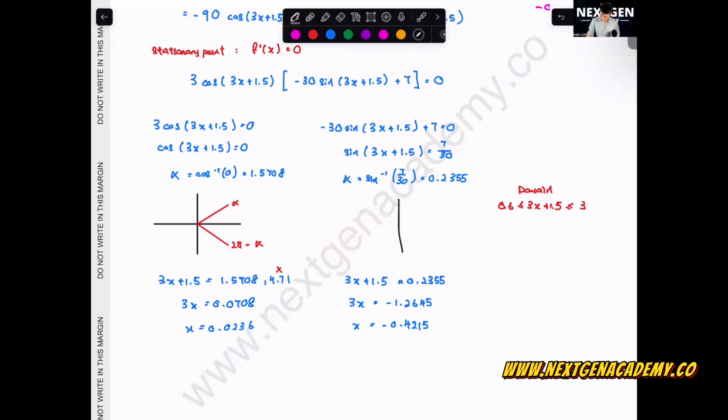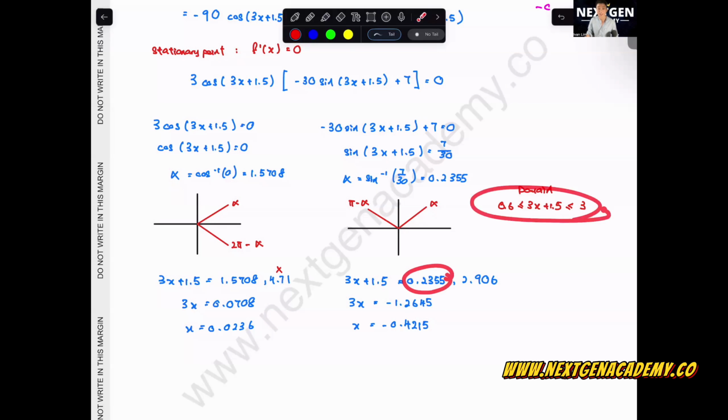Okay, for this, we will take first two quadrants, A and S, alpha and pi minus alpha. Okay, inverse sine over 30, 0.2355. Pi minus 0.2355. Okay, see, I keep doing wrong. Supposed to check. Okay, supposed to check here. 2.906. Okay, why need to check? 0.2355 is out of the range, out of the domain, not the range. This one is what we want.